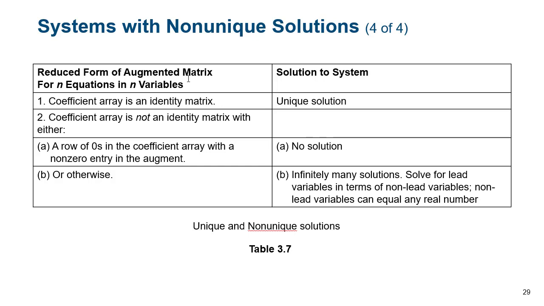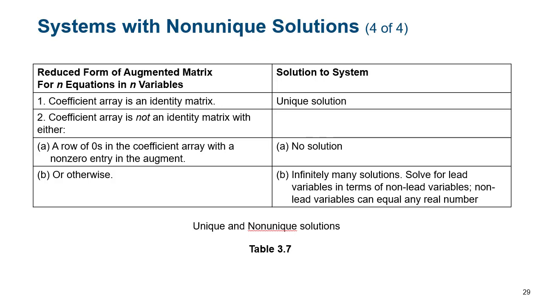So again, consider the reduced form of the augmented matrix for n equations and n variables. Either the coefficient array is an identity matrix, or the coefficient array is not an identity matrix, with either a row of zeros in the coefficient array with a non-zero entry in the augmented column, or otherwise. So this is telling you what happens in each case. If your coefficient array is the identity matrix, which was our first couple of examples, then we know we have a unique solution.